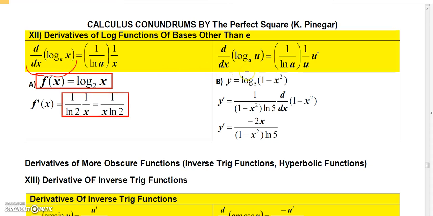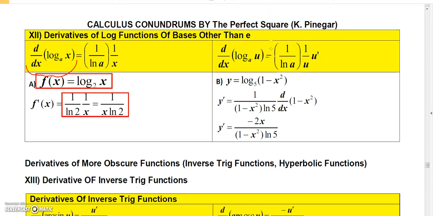Now, it's a little more complicated if you want to find the derivative of log of u, where u is a function of x base a, but you do similar steps. Since the base is a, you would have 1 over the natural log of a, but instead of 1 over x, you'd have 1 over u, and then you would have to use the chain rule to multiply by the derivative of u here. So you'd multiply by that derivative.